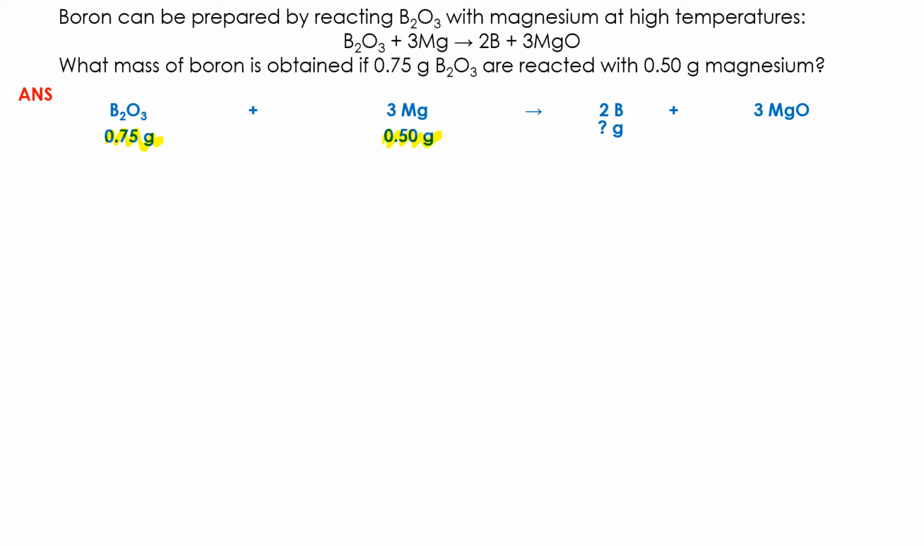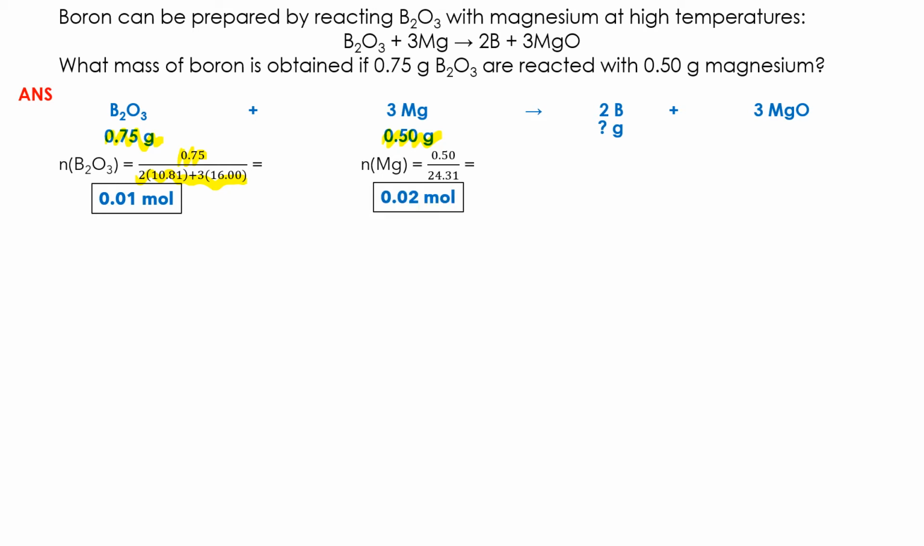What we're going to do as a second step is convert those grams into moles. How can we do that? By dividing the mass over the molar mass. So the number of moles of B2O3 is equal to the mass over the molar mass of B2O3, which will be 0.01 mole. Then for magnesium, we need to find the number of moles, which is the mass over molar mass, 0.02 moles.